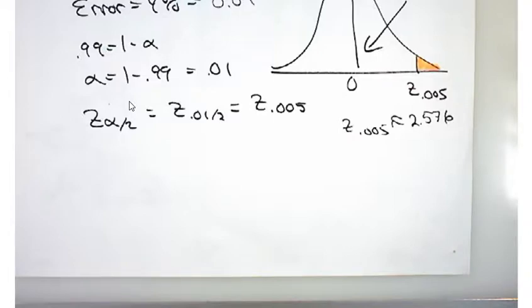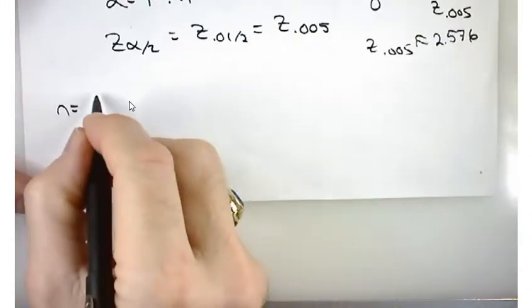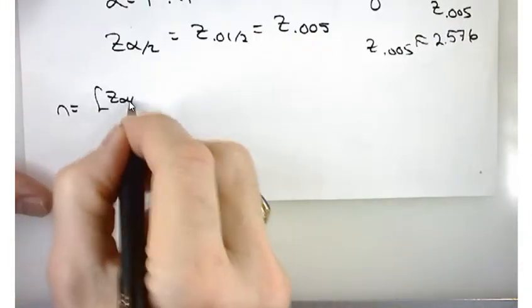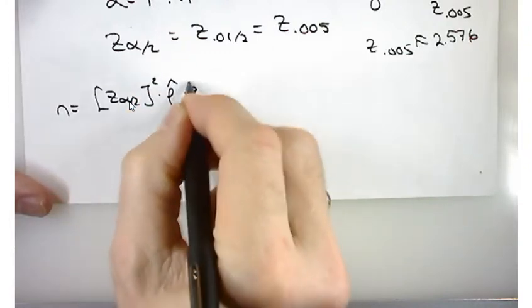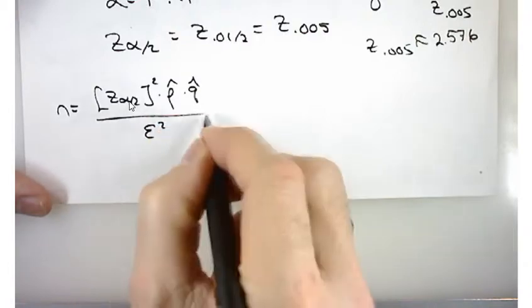together with some more information and find the sample size. Now that calculation is going to be n equals z sub alpha over 2 squared times p hat times q hat divided by e squared.